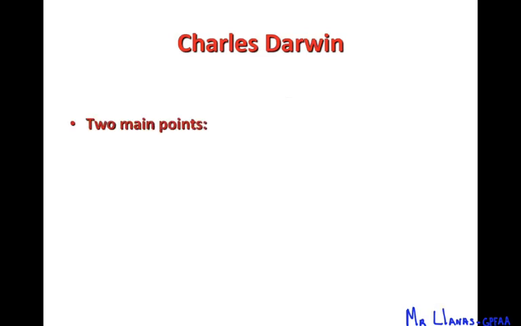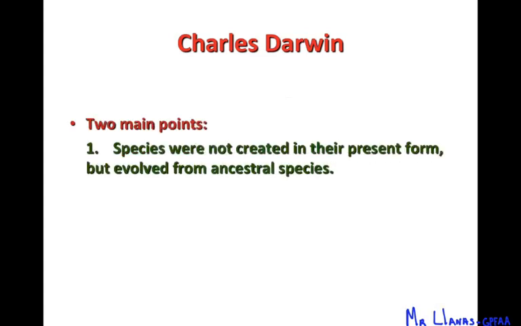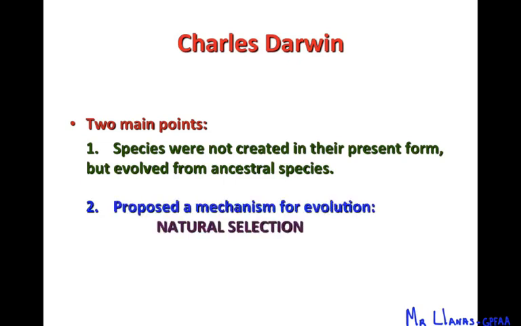A lot of the data actually helped him come up with his theory of natural selection, or his mechanism. And 2 points that he proposed was that species were not created in their present form, but evolved from ancestral species. So, saying that things change over time, things evolve, and they evolve because of natural selection, right? That's the mechanism that he came up with to support the idea that things do change over time.